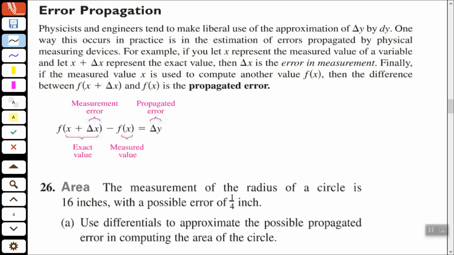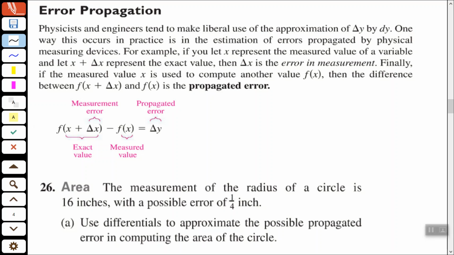All right, so we're looking at error propagation. It says physicists and engineers tend to make liberal use of approximation of delta y, the change in y, by the differential of y. One way this occurs in practice is in the estimation of errors propagated by physical measuring devices. For example, if you let x represent the measured value of a variable and let x plus delta x represent the exact value, then delta x is the error in measurement.